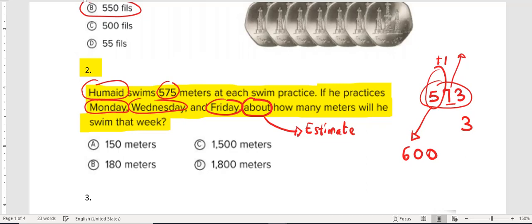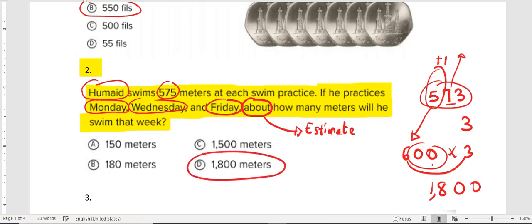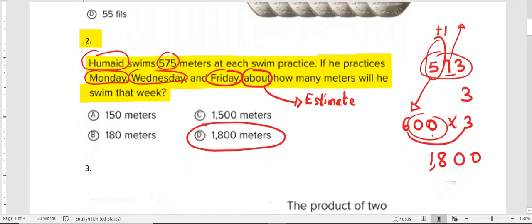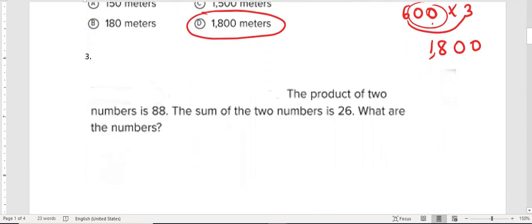So 600 times 3, you can easily do 6 times 3, 18, with 2 zeros. So your answer for this is 1,800 meters, about 1,800 meters. That's the estimate, not the actual value. Take note of that. Okay, next we go.